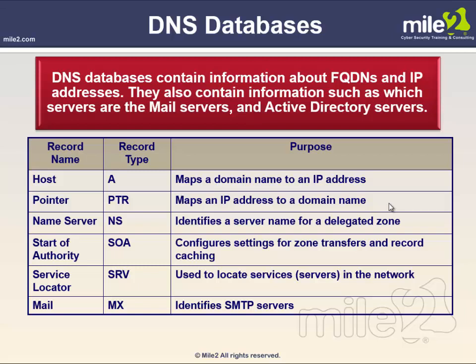We also have the service locator, which is the SRV, used to locate services and servers on the network. And we also have the mail, as in your MX records. The MX records are very important because they allow us to go in and do things like, if it's set up for mail relay, for instance, we can actually spam that mail server and use it as a spam server, more or less, because it has relay enabled.